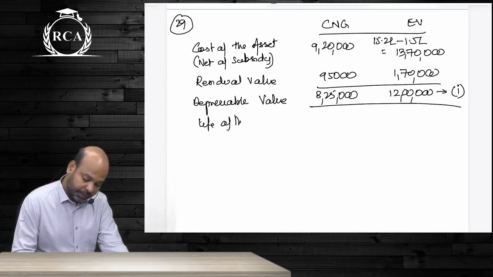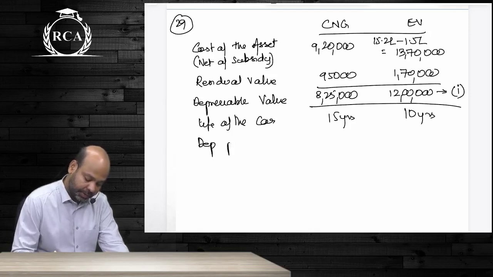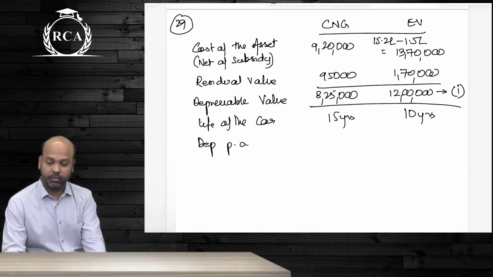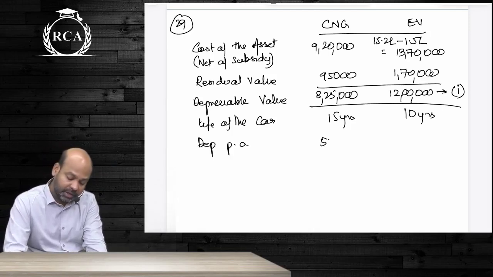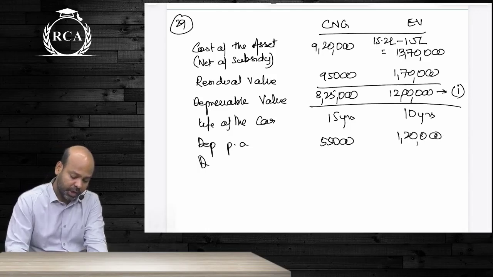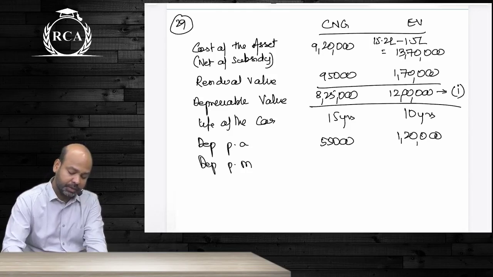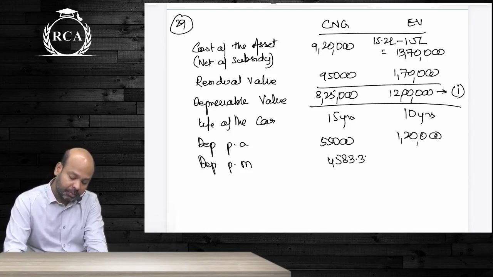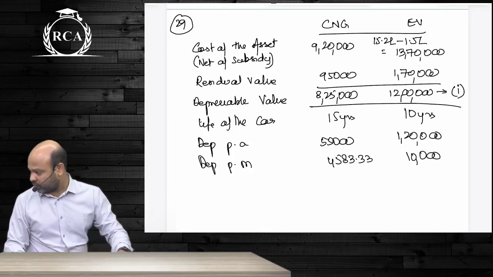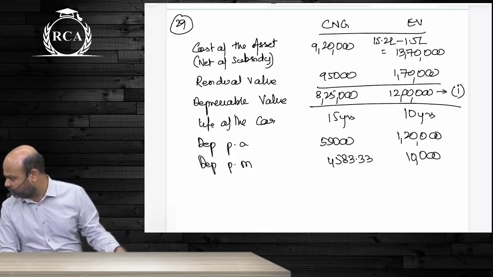Let me write depreciation here only. Life of the car, beta, is 15 years and 10 years. What will be depreciation per annum? 55,000, 1,20,000. I also need depreciation per month, because ultimately the operating cost statement is per month. 4,583.33, 10,000. This is as far as the cost of the asset is concerned.